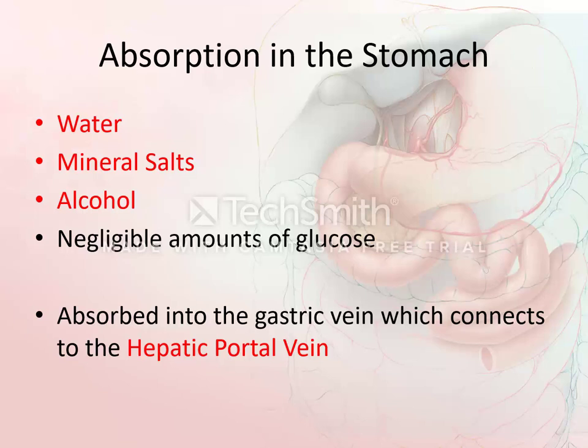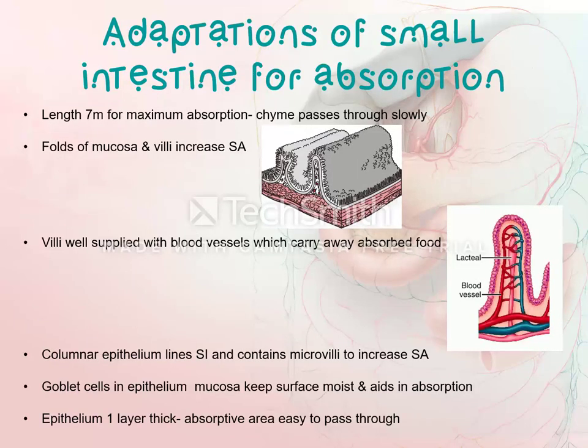Now in the stomach, there is absorption of water, mineral salts, alcohol, and, as it says there, negligible amounts of glucose. Please, negligible amounts of glucose. It is so little that we don't consider it. Basically, the only things absorbed in the stomach are water, minerals and alcohol, which have not come from digestion. We have not broken those down. Maybe the minerals, but those are absorbed regardless of digestion taking place. So we don't really look at the stomach as an absorptive organ.